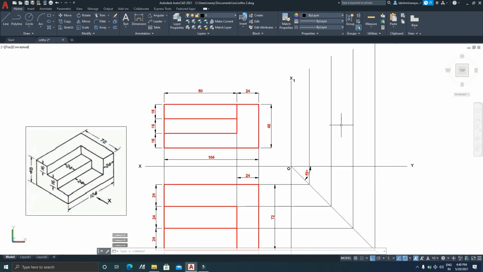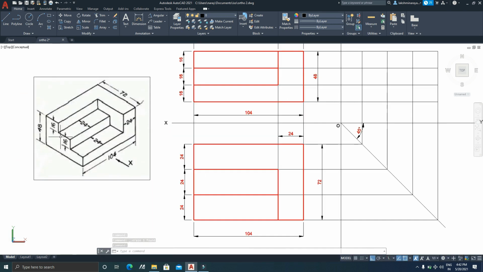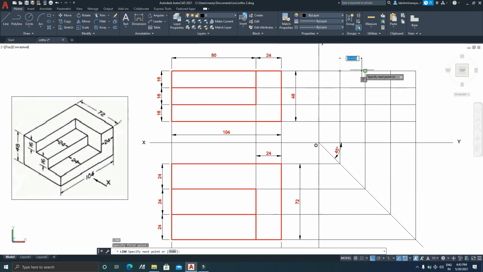Now let's drop horizontal projectors from the front view. So these lines are unnecessary. Let's erase these. When we observe the side view, we are able to see a height of 48 mm and a width of 72 mm. Along with that, we are able to see these profiles. Let us draw those. Later, let us draw this profile. First, this is 24, 16, 24, again 16, 24, 16, and this is of 72 mm width, 48 mm height. Let's highlight that.